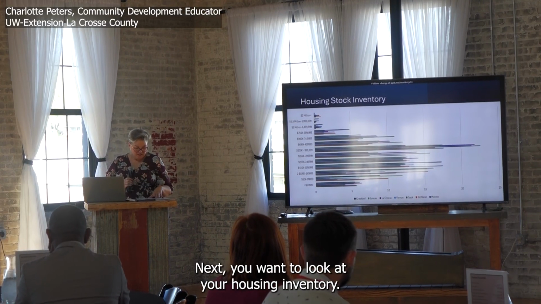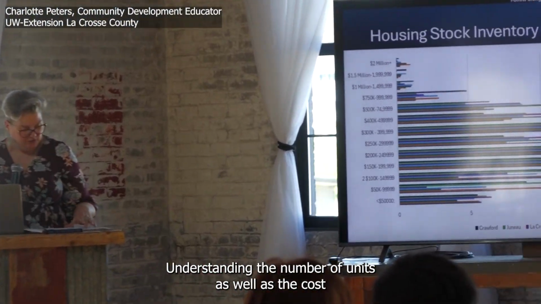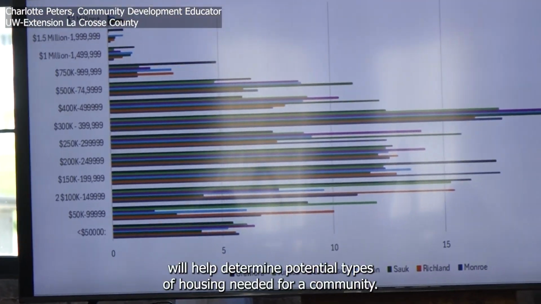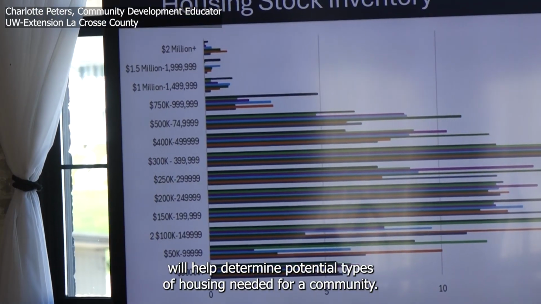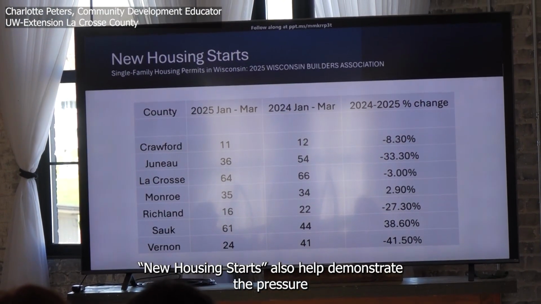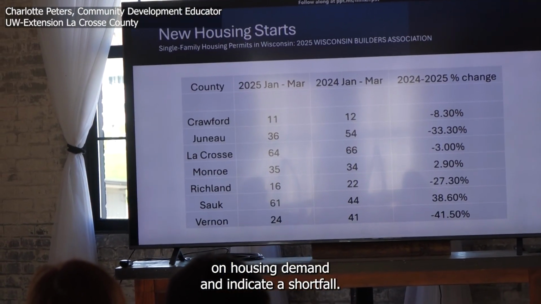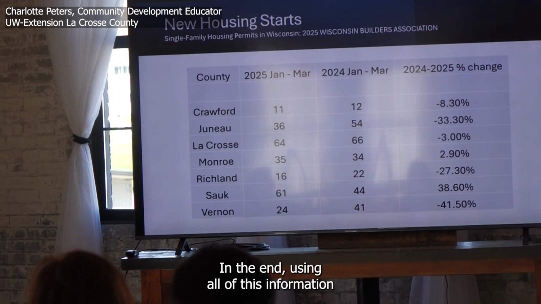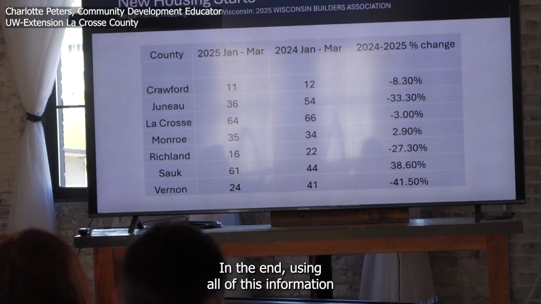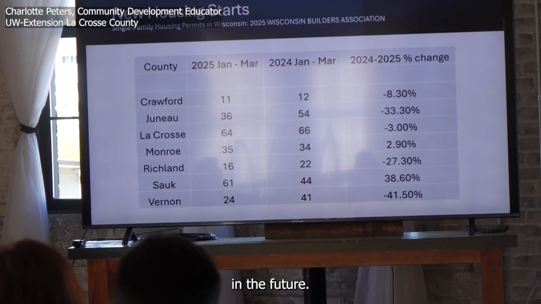Next, you want to look at your housing inventory. Understanding the number of units as well as the costs will help determine potential types of housing needed for a community. New housing starts also help demonstrate the pressures of housing demand and indicate the shortfall of meeting that demand. Using all of this information will help to identify the gaps that communities will face in the future.